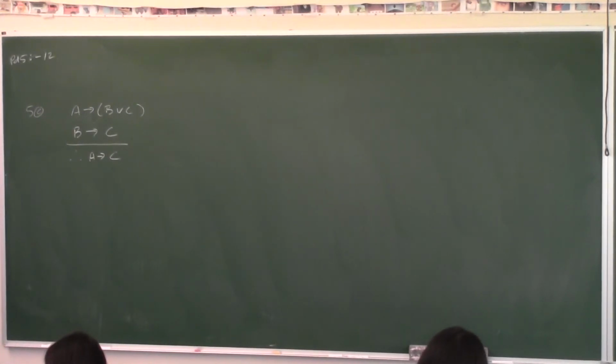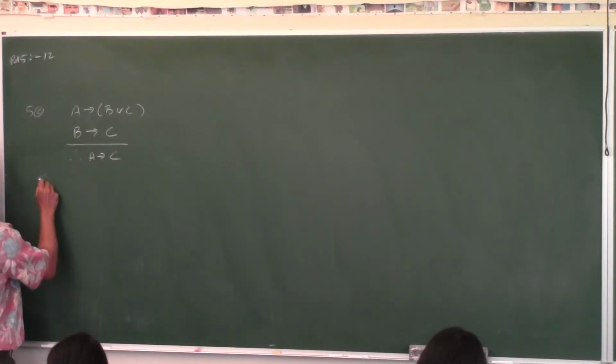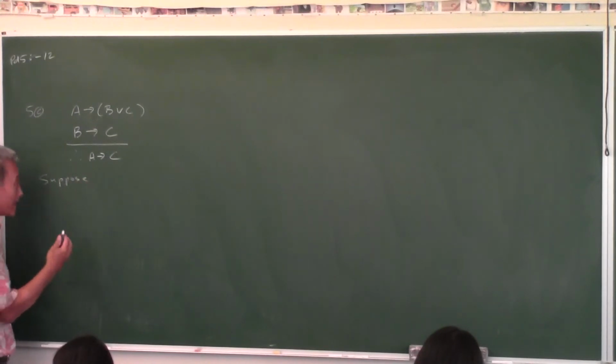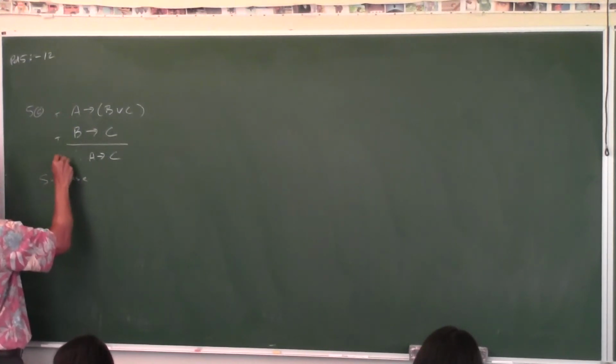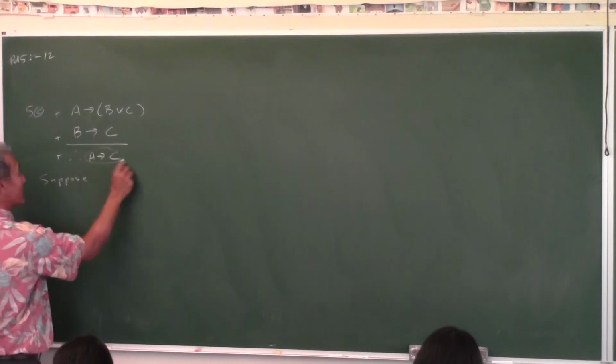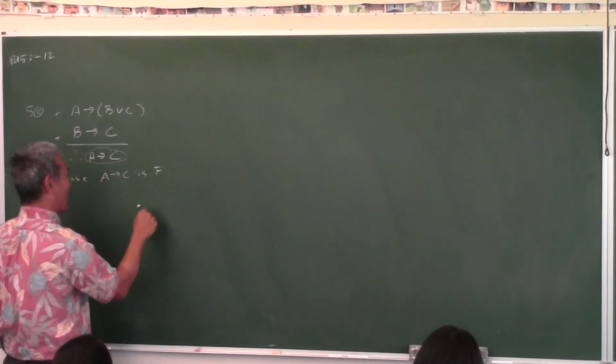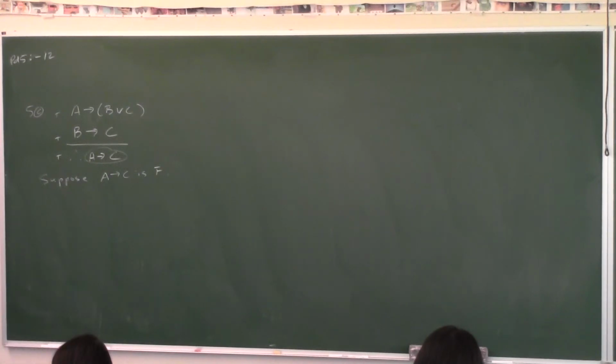Now, we're doing an indirect proof. So what's the first sentence? Suppose. So again, what is a valid argument? When this is true and this is true, this will be true. But we're going to suppose that this is false. A implies C is false. Now, if you don't write down that first sentence, probably it's a fatal error.